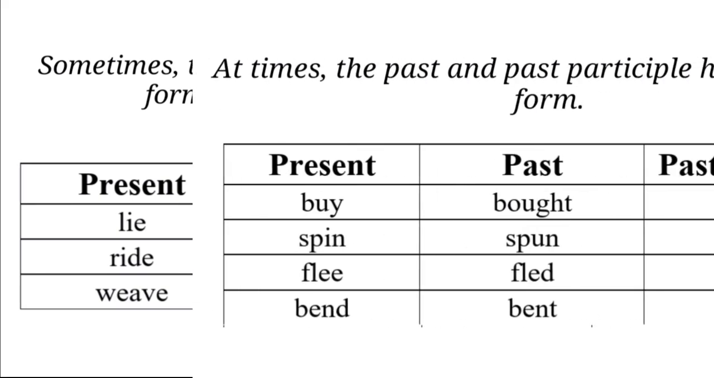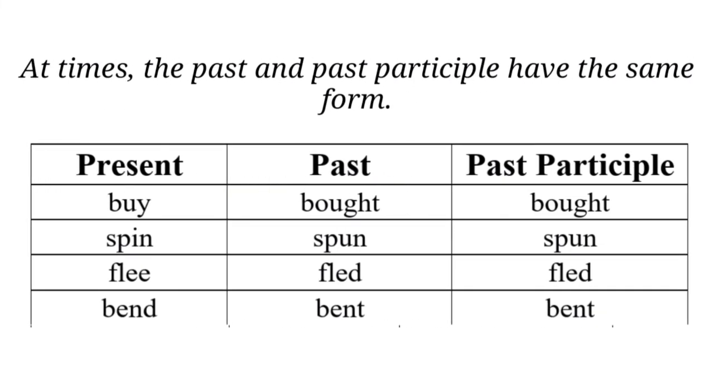At times, the past and past participle have the same form. Okay? Here are some examples. Buy, spin, flee, and bend. Now look at the past and past participle. Still the same. They have the same form.